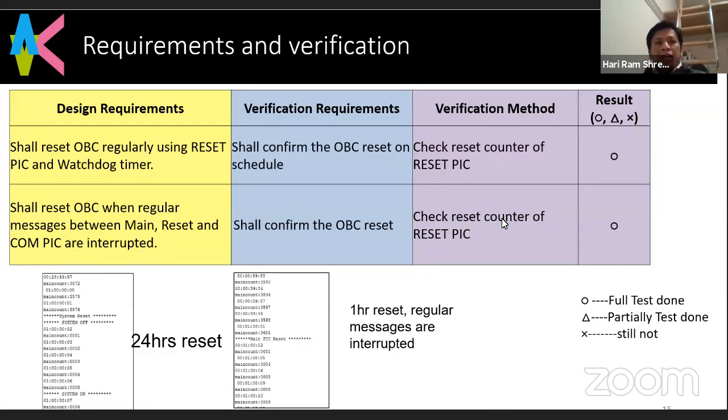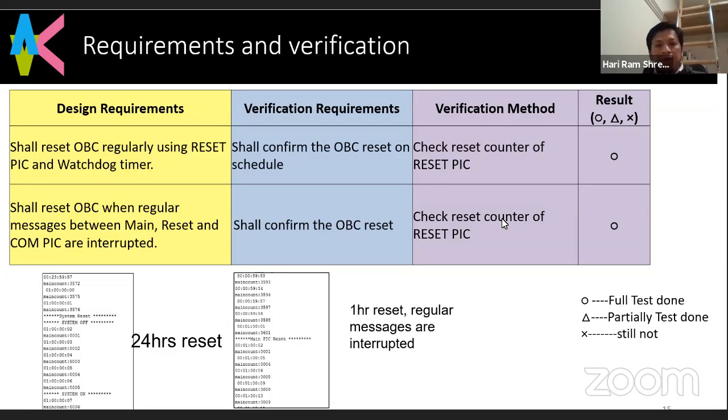So there are many requirements and verifications that you need to do, because this is the most necessary for JAXA and also for the CubeSat development process. So I took this data from my EPS part. If you do the reset PIC and watchdog timer, the OBC reset should be scheduled. So check the reset counter of the reset PIC.